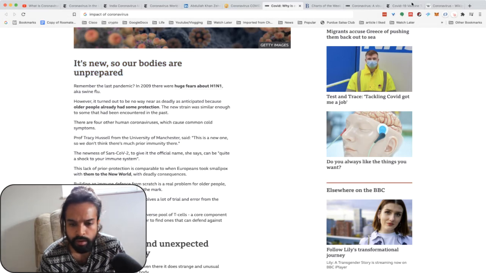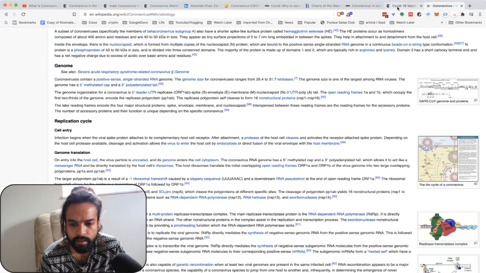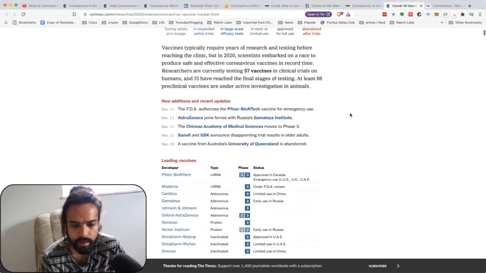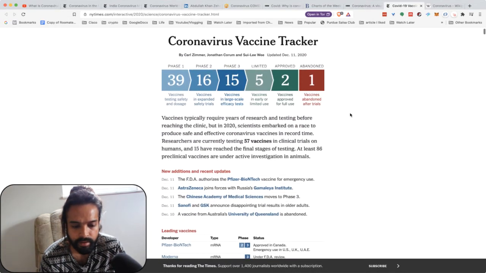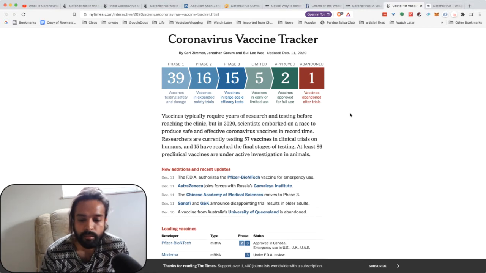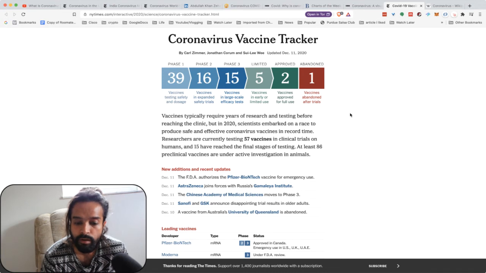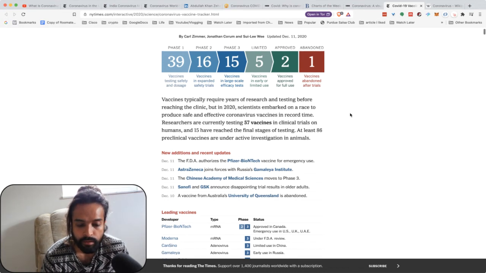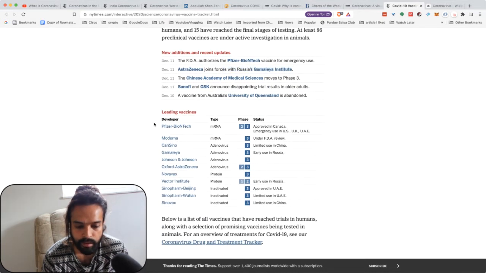The New York Times also provides this vaccine tracker, as you can see here. You can see the updates on vaccines. If I am vaccinated, that means I most likely won't be able to spread coronavirus or have COVID. As you can see, this month we have some good news. The FDA authorizes the Pfizer BioNTech vaccine for emergency use, and then some other companies. AstraZeneca joins forces with Russia's Gamaleya Institute, and these are some leading vaccine developers.